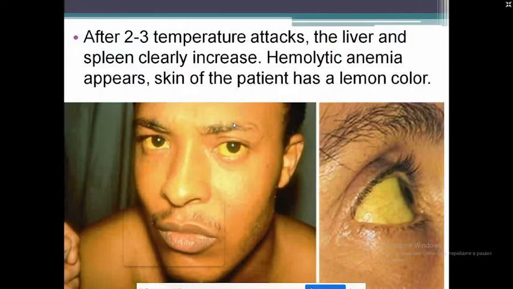After 2-3 temperature attacks, the liver and spleen clearly increase. Hemolytic anemia appears. The skin of the patient has a lemon color, lemon shade, dear students. That is hemolytic anemia.